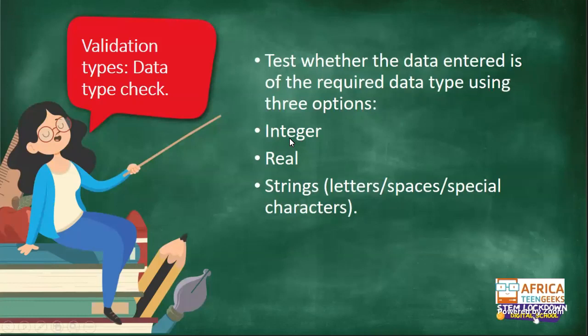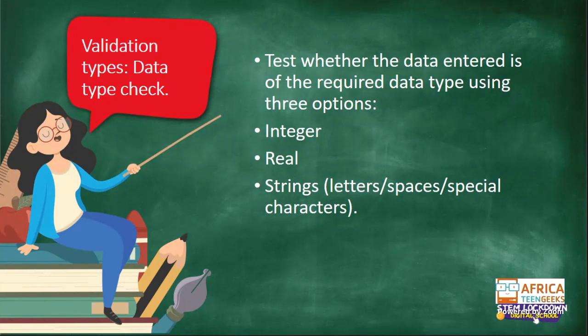Okay, so the next one, there's a bit more variation here than the presence check, because the presence check is, is it empty or not? That's all. It didn't check if the data is correct or any other thing. So now the next type of validation would be your data type check. And this tests whether the data entered is of the required data type. And we learn in our curriculum 3 broad types.